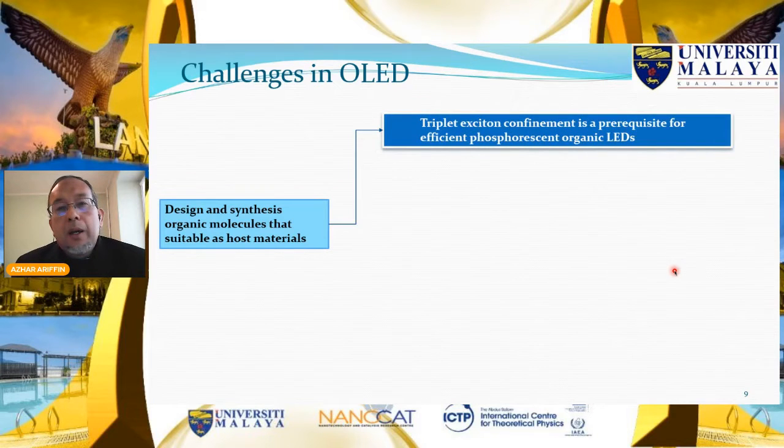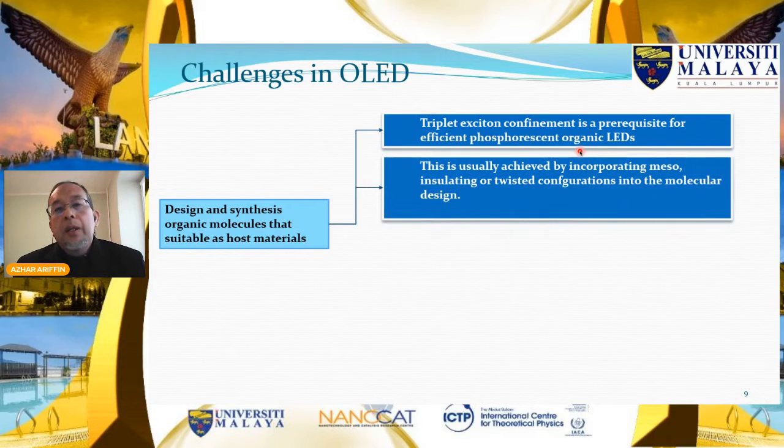For the molecule to be good for OLED, it has to have triplet exciton confinement, because this triplet exciton confinement is the prerequisite for efficient phosphorescent organic light-emitting diodes. One of the ways to achieve this triplet exciton confinement is by incorporating meso, insulating or twisted configuration into the molecular design. So there is some kind of structure of the organic molecule that we have to make in order to achieve a characteristic that's suitable for the OLED.